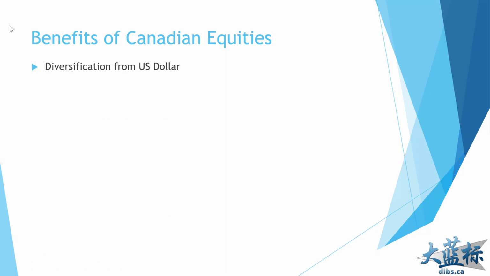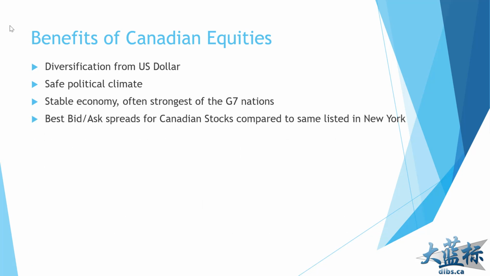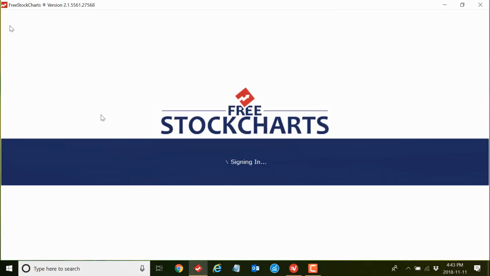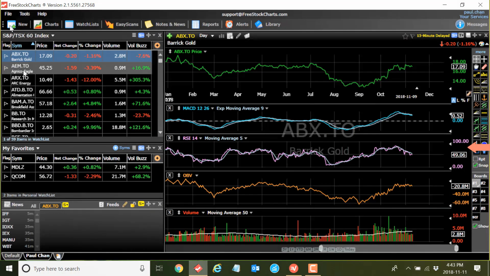These are benefits of the Canadian equities. One is diversification from the US dollar. It's a safe political climate. Very stable economies, often the strongest of the G7, and we have the best bid-ask spreads for Canadian stocks compared to the same companies listed in New York, and these are some of the bigger internationally recognized companies in Canada.